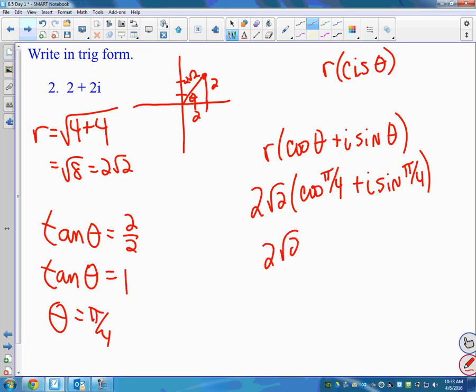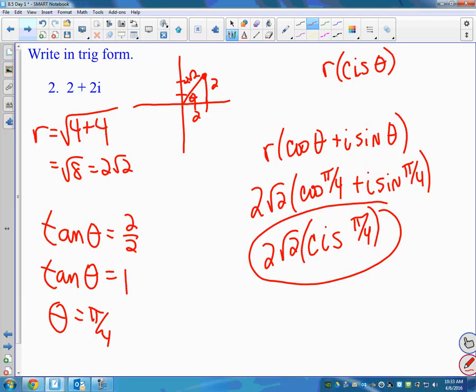Because all you have to do is write cosine, actually not cosine, I sine, and then you could just say i. And that's okay, right?